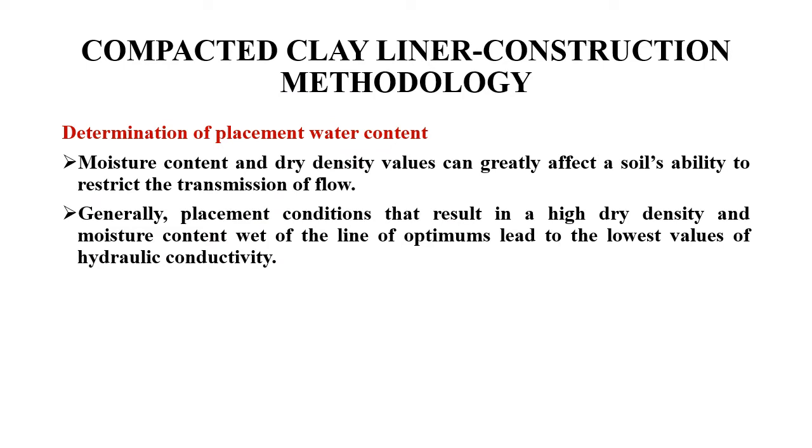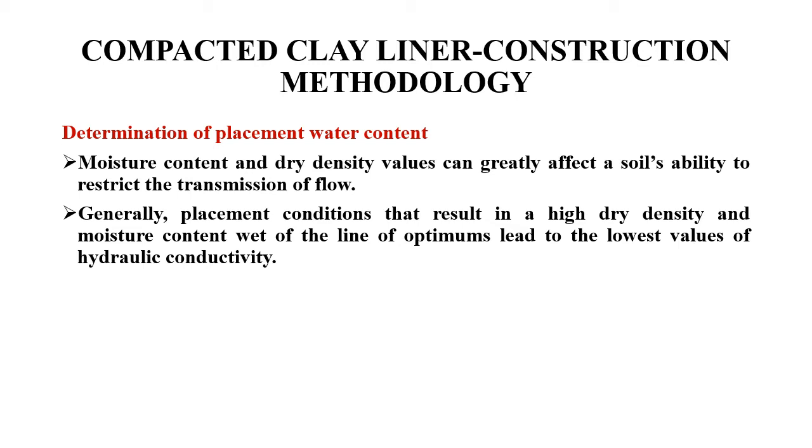So next we will look in detail at the things that we have to follow while constructing a compacted clay liner. Compacted clay liner means here the barrier layer within the liner system will be a natural material like clay. And this clay liner also is not made in one go; it will be made by adding several layers to it.